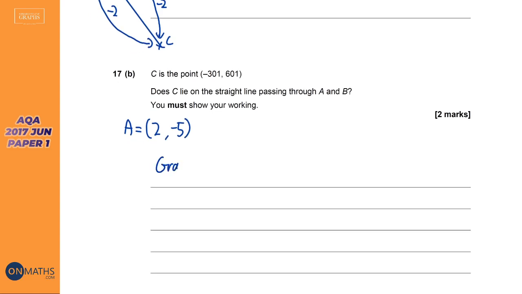So gradient equals change in y over change in x. And in science and mathematics, that triangle means change in. It's a Greek symbol, delta, which always means change in. Okay. So the change in y, and it doesn't matter which way around we do this. We could do the A coordinates take away the C coordinates, or the C coordinates take away the A coordinates.